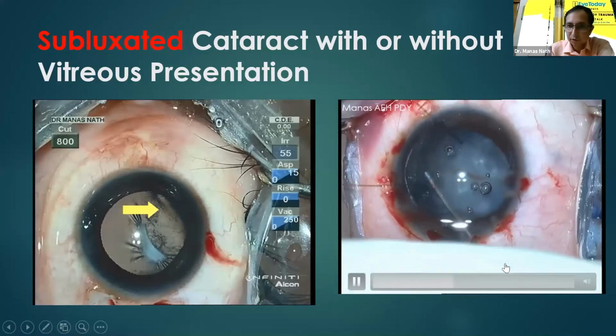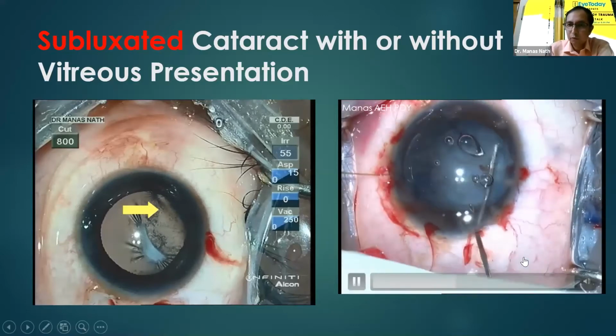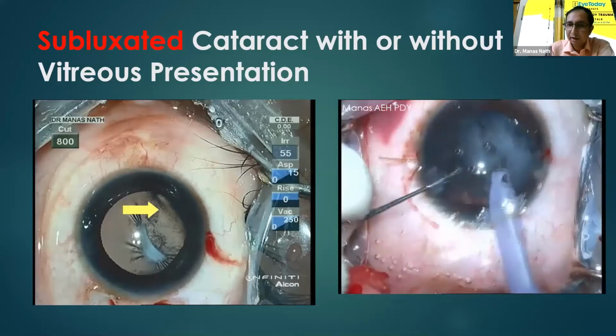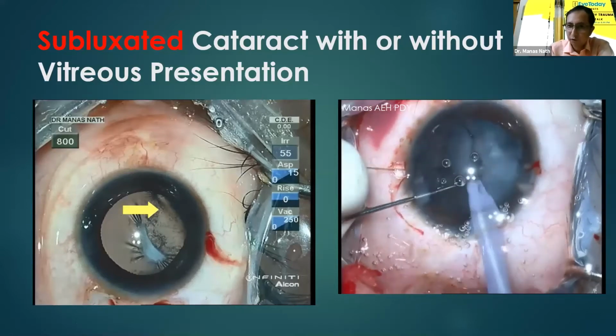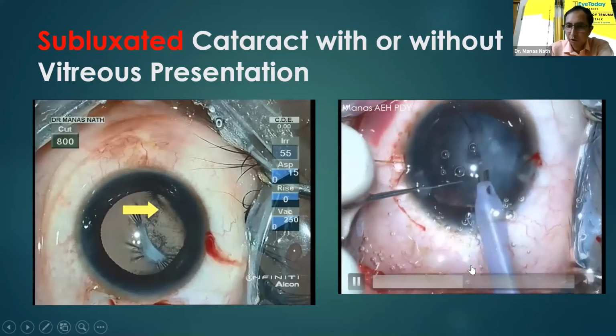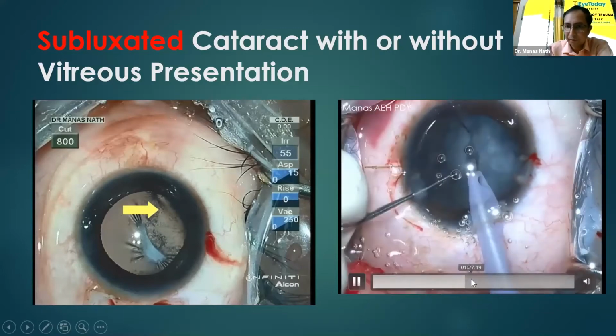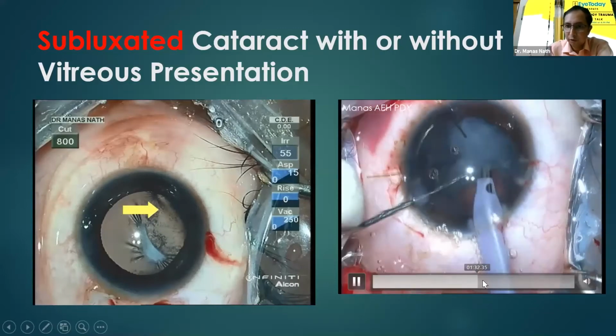As you see, the cataract is quite soft. Luckily, in most cases of traumatic cataracts, the cataracts are quite soft and can be managed easily with phacoemulsification. Soft cataract is emulsified with low parameters here.